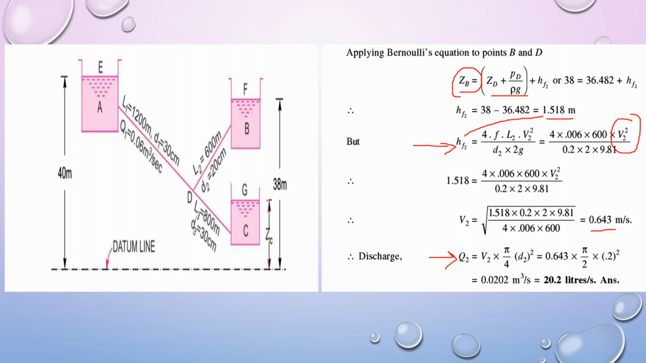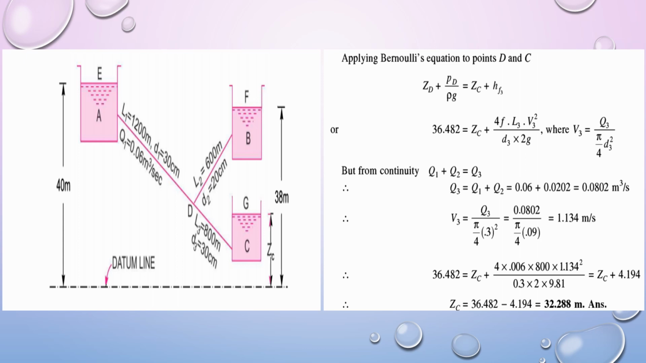So let us look at that. Now in similar ways we apply Bernoulli's equation between point D and C, between this junction D and the reservoir C. So ZD plus PD by rho G is equal to ZC, again a reservoir, plus HF3. This value we already know, and it is equal to ZC plus 4FL3 V3 square by 2G D3. So here again, V3 is equal to Q3 by pi by 4 D3 square. We do not know the value of Q3, but from the continuity equation we can write like this: Q1 plus Q2 should be equal to Q3.